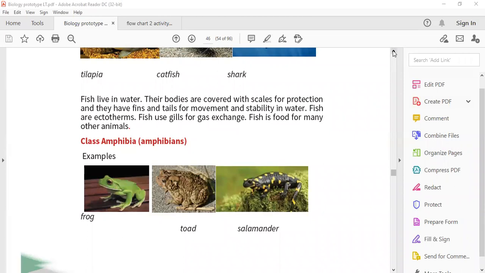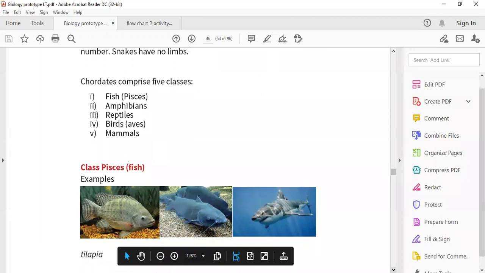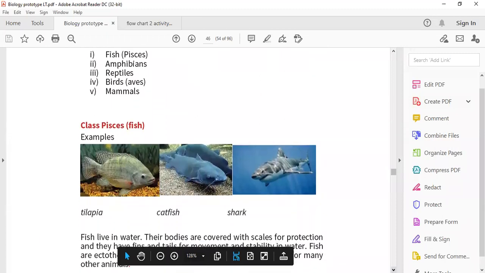And the organisms that do that are the fish, the amphibians, and then the reptiles, okay? Out of these five classes, it is only the birds and mammals that can maintain a constant body temperature irrespective of the environment. That's why we call them endotherms. But the other ones are ectotherms. The first three are ectotherms whose body temperature will vary. It has advantages and disadvantages.